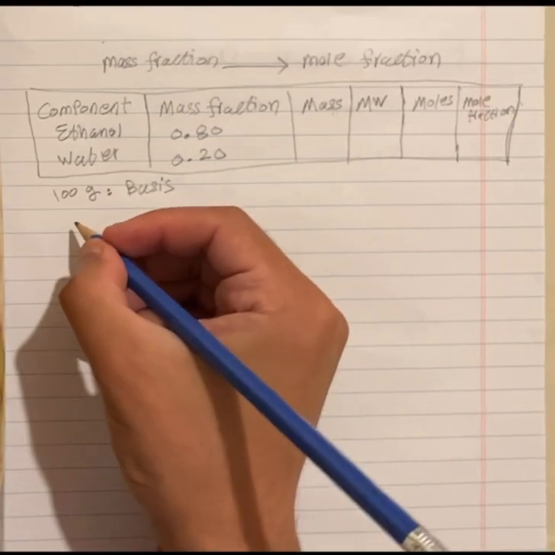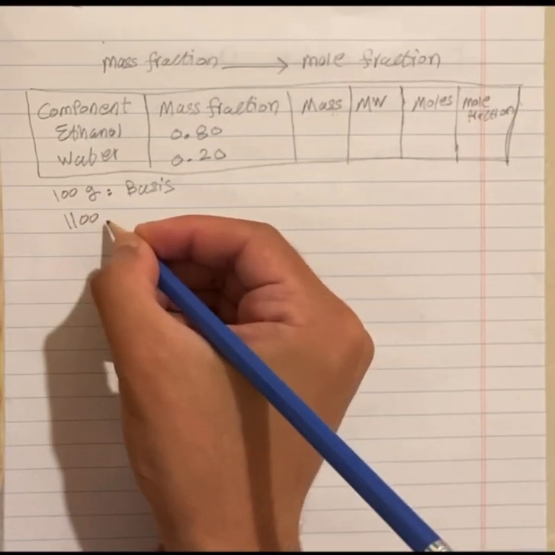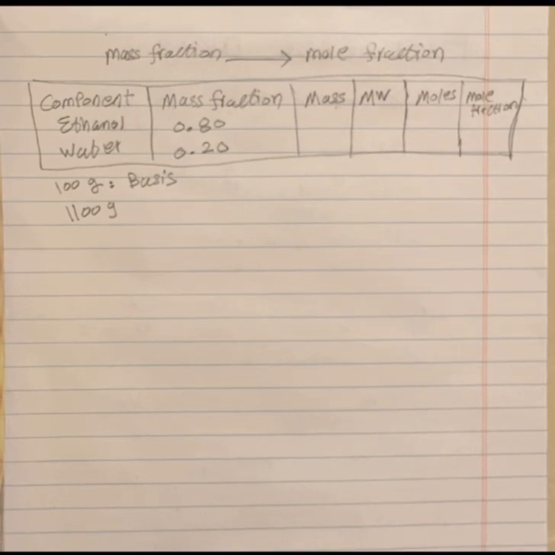The basis could also be 1100, my favorite number. So regardless of whether you are given the value or not, use any basis you want. 1100, 11,000, 1100, 15,000, the answer will be the same.